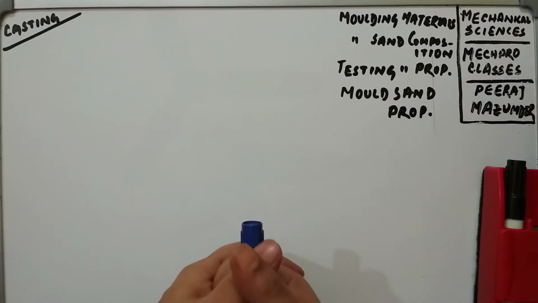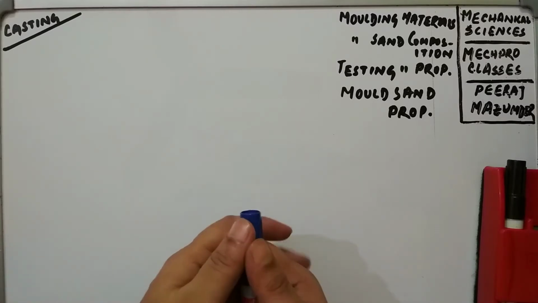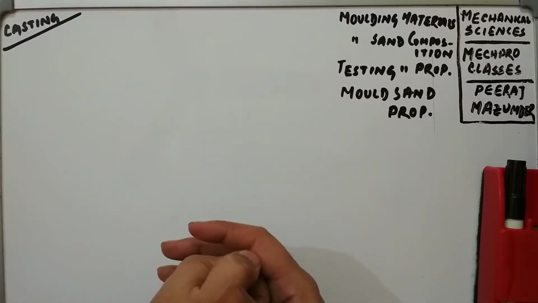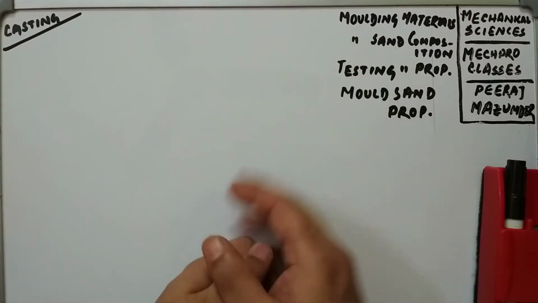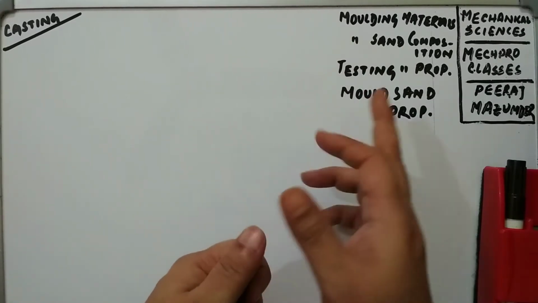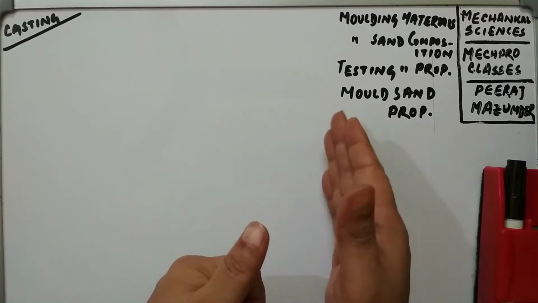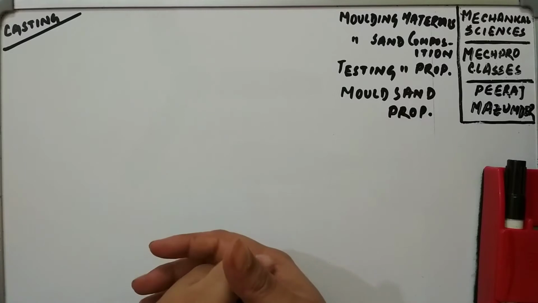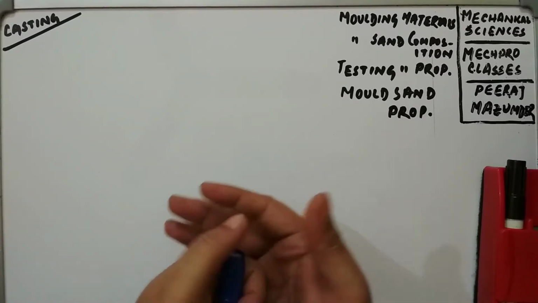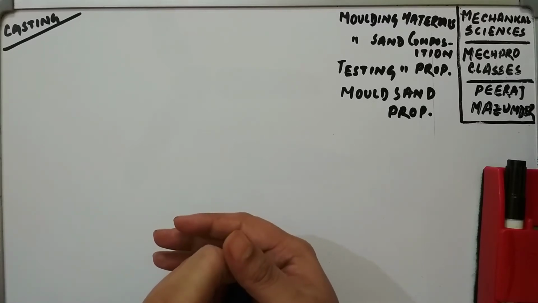Previously we have completed the introductory part of casting as well as the sand mold preparation and the patterns also. Today we are going to have some more interesting topics on casting as well, and we are having molding materials, molding sand composition, testing sand properties and mold sand properties. And apart from these topics also we will discuss about some machines used for molding purposes as well as for sand making purposes also. Okay, so stick to this video till the end and we will learn a lot.